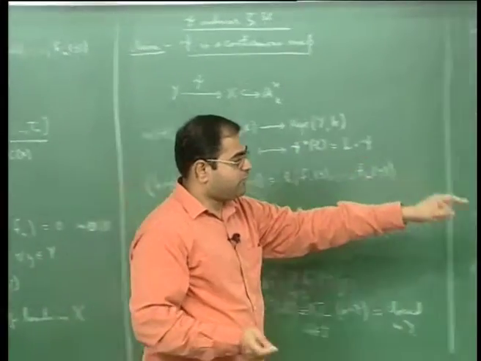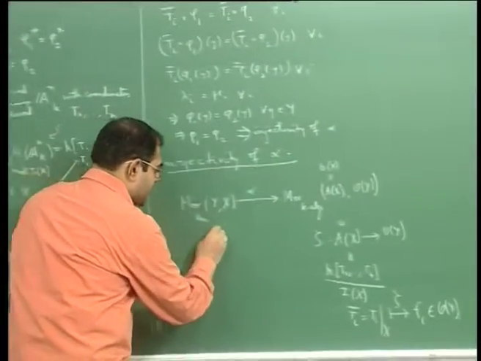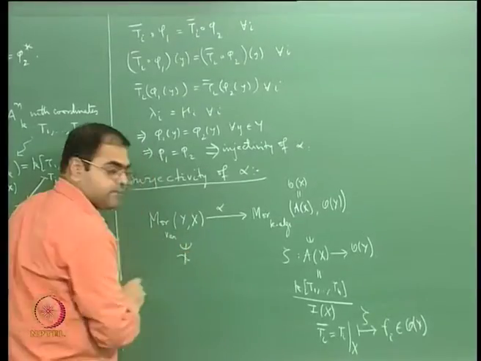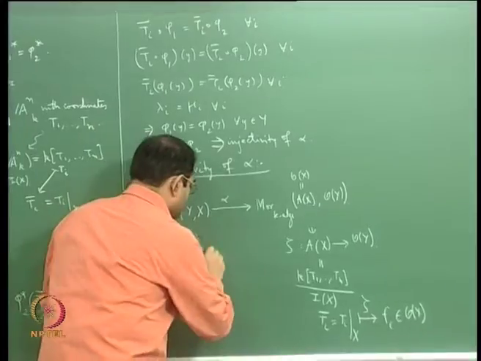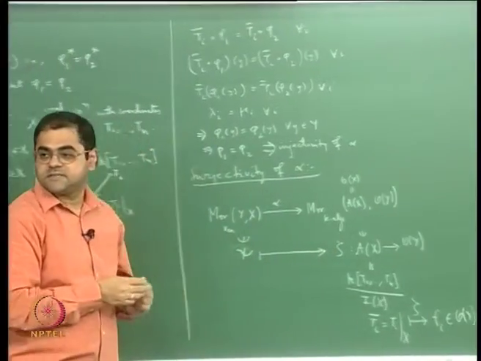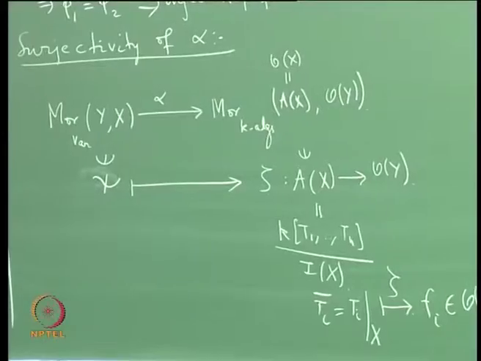And so I have been able to find a psi which goes to zeta, and that gives me the surjectivity, and I am done with the proof, okay. So the proof ends here.